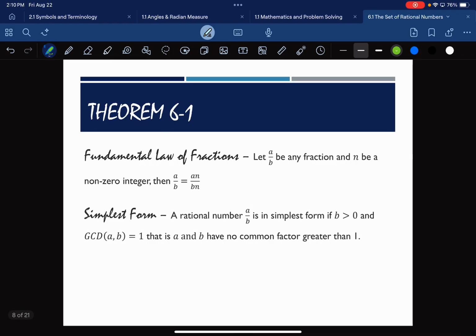Simplest form for fractions is what we call it when we have the numerator and the denominator and they have no common factors. Another way to say that is that their greatest common divisor, that's what GCD is, is 1. In the definition of simplest form, the denominator is positive. So if the whole fraction's negative, we would put the negative in front of the fraction or on the top. Does that sound good? Okay.